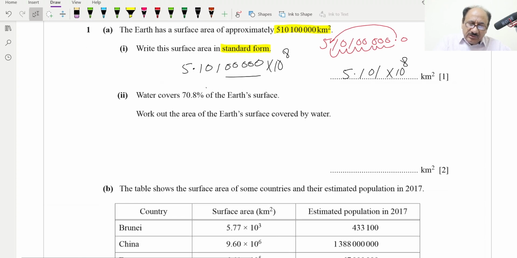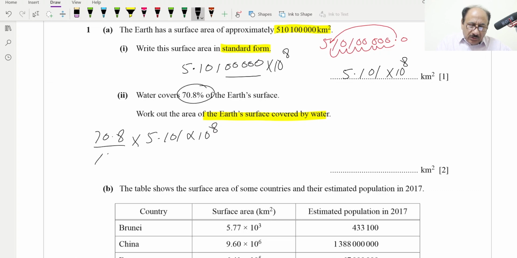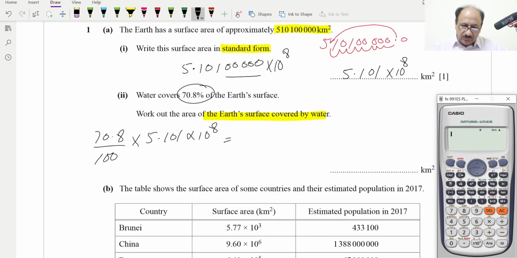Water covers 70.8% of the Earth. Work out the area of the Earth covered with water. So we will take 5.101 × 10 raised to the power 8. This is the surface area, and we have to find the covered surface area, which is 70.8 over 100, 70.8%, and this calculation we will do with the help of a calculator.